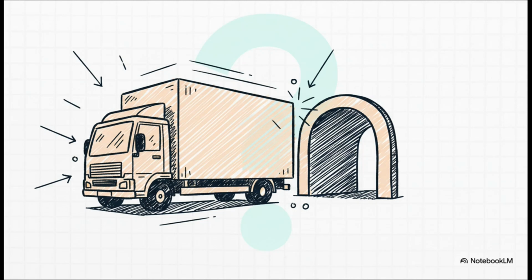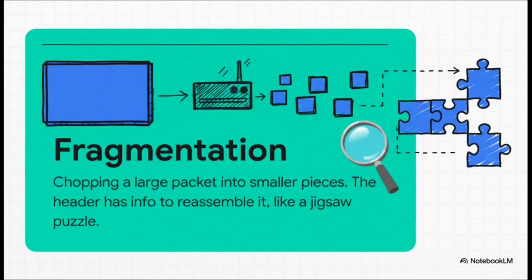It's like a semi-truck trying to squeeze through a tiny tunnel. So what happens? Does it just give up and go home? No way! The network is smarter than that. The router simply chops the big packet into smaller pieces that can fit. We call this fragmentation. And the crucial part is, the IP header has all the info the computer on the other end needs to put these pieces back together perfectly, just like finishing a jigsaw puzzle.